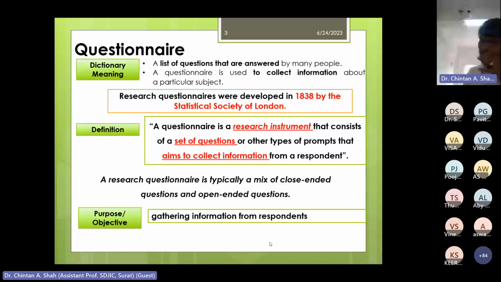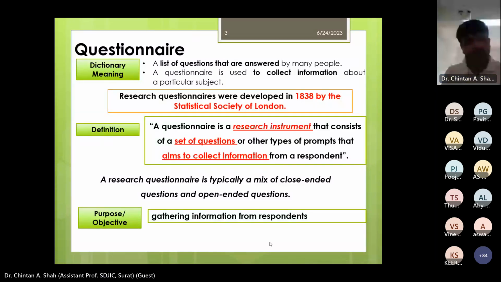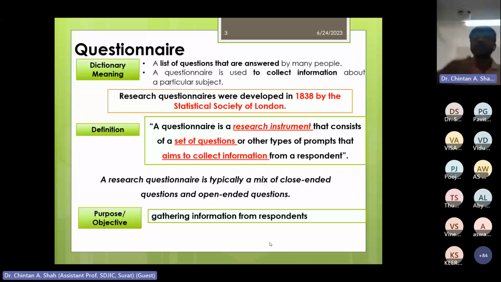A questionnaire is used to collect information about a particular subject, a particular point, or you can formulate the questions or formulate the problem. With the help of the formulation of the problem, if you want the answer to that particular question, you have to frame a question. Research questionnaires were developed in 1838 by the Statistical Society of London. So it is not today, it is not yesterday. You can see they were developed in 1838. Okay, now we are in 2023.